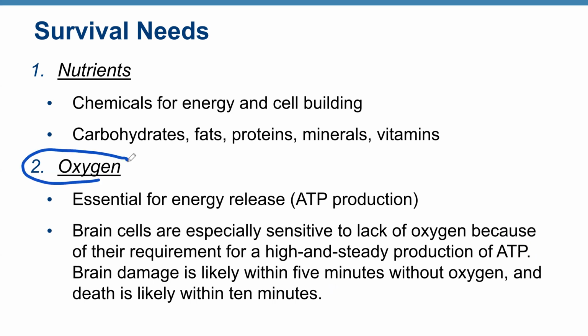So that's how oxygen is extremely important for our survival needs. You know, without oxygen, how long can we live, right? Well, the first cells that are going to die are actually neurons, because they require constant production of ATP, and oxygen is needed for ATP production. So within 10 minutes, the whole organism will die, and within 5 minutes, neurons start dying. So that will tell you, yes, definitely oxygen is needed for survival.